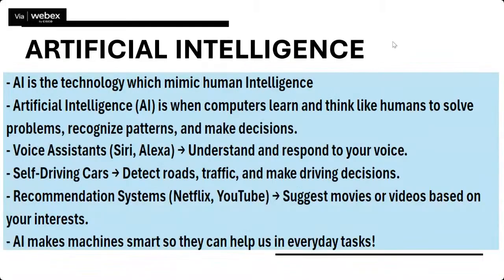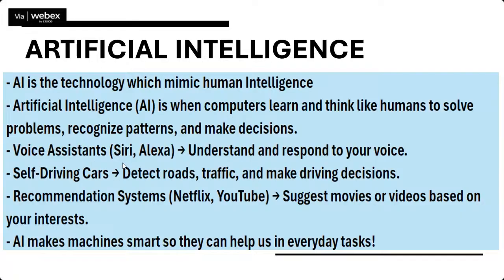Next, what is meant by artificial intelligence? Human intelligence versus artificial intelligence. Human intelligence is given by God. We assign this intelligence to machines with the help of frameworks and Python code, and then machines will be smart enough to act like humans. So AI is the technology which mimics human intelligence. Computers learn and think like humans to solve problems, recognize patterns, and make decisions. When you are happy, your machine will create a happy emoji, so machines understand your feelings.